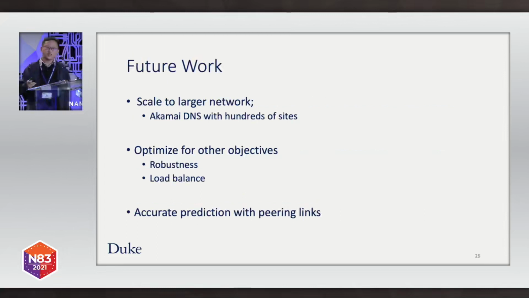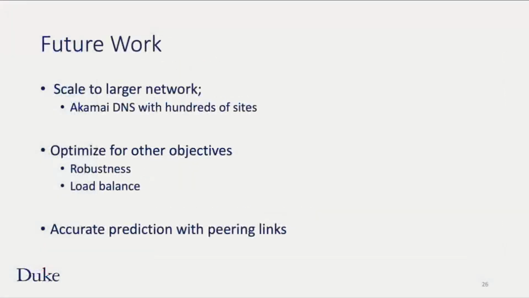But there are also several other future works for this project. First, it's very hard to adapt AnyOpt to a larger Anycast network. For example, Akamai DNS has hundreds of sites around the world, but the pairwise or just two-level method can consume too much time to finish. And in this project, we only consider round trip time as the objective, but sometimes for Anycast services, robustness and also load balance can be very important for the SLA. And also, for the combinatorial problem of the peering links, we still cannot achieve accurate prediction.